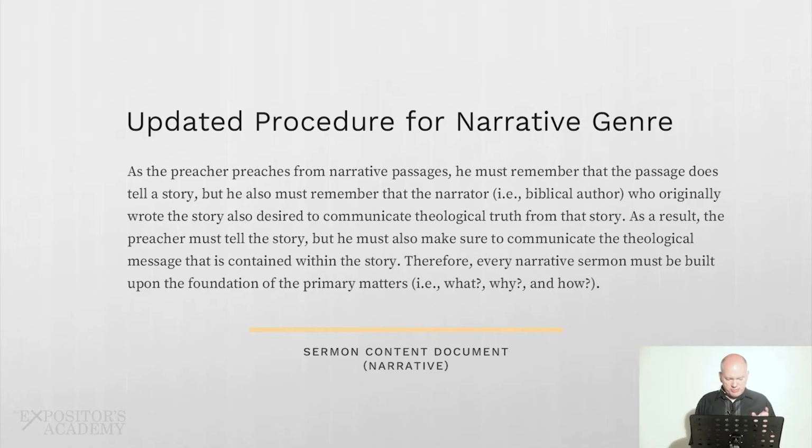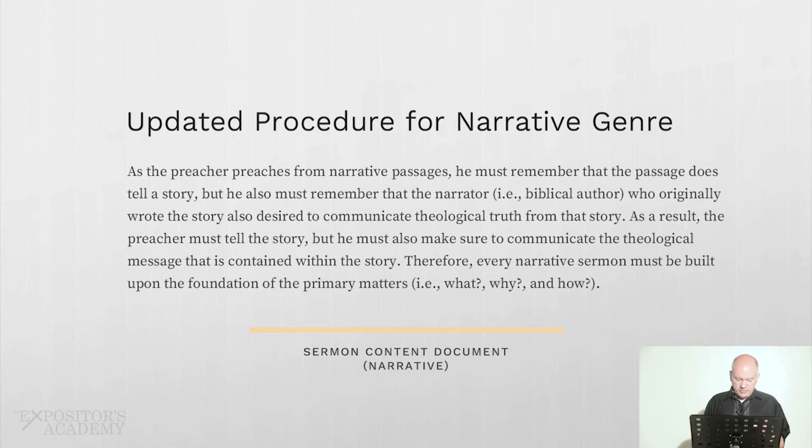So a couple final points I want to make. As the preacher preaches from narrative passages, you must remember that the passage does tell a story. You must also remember the narrator, the biblical author who wrote the story. He's desiring to communicate theological truth from that story. So yes, you tell the story, but you also need to communicate the theological message that's inherent within the story, that is contained in the story.